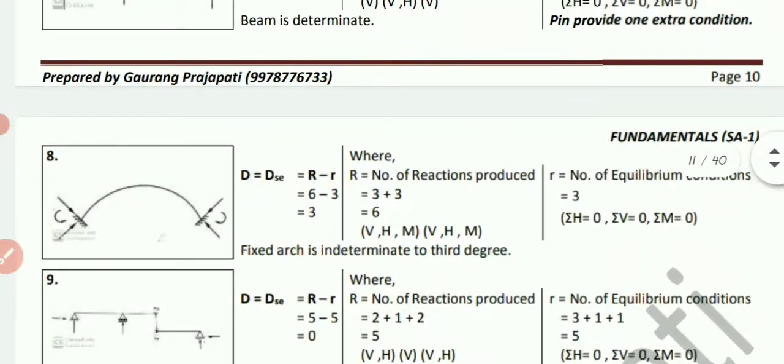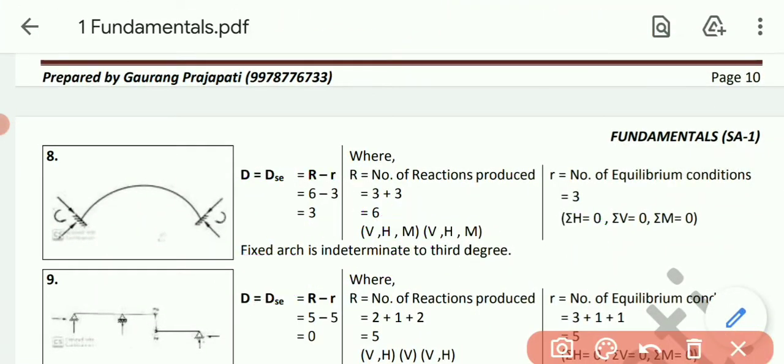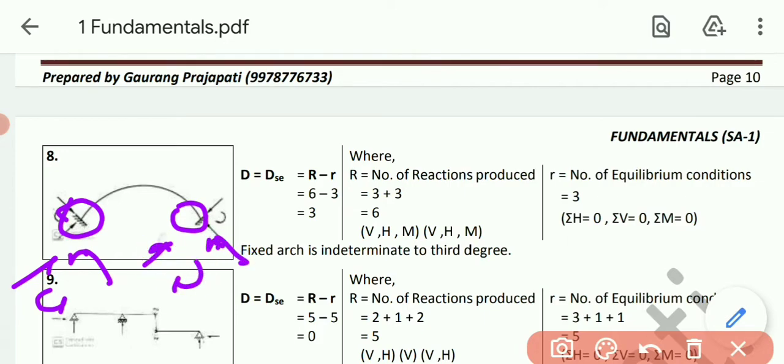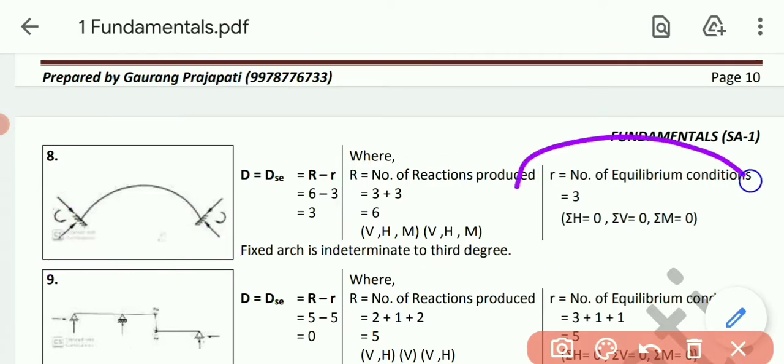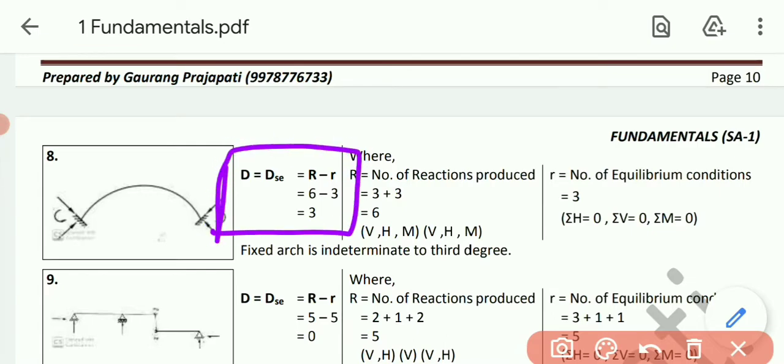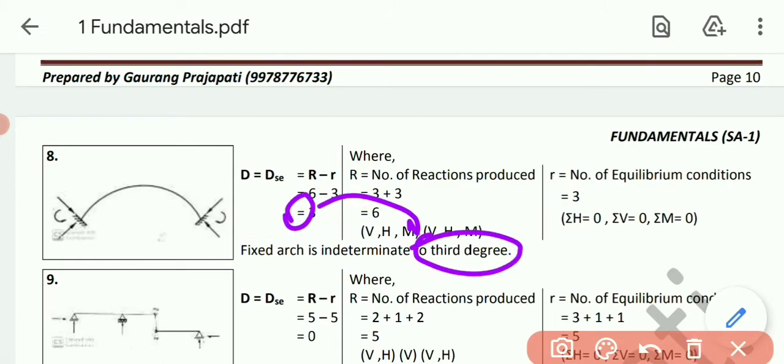Now in this one, an arch is given to us. The arch has fixed support at both ends, so we know that for fixed support 3 reactions are there: vertical, horizontal and moment. Over here the same thing will be there: vertical, horizontal and moment. So ultimately capital R is 3 plus 3, that is 6. Small r is always 3. Let's put down the values. DSE, capital R minus small r, 6 minus 3, the answer comes 3. So we can say the beam is indeterminate, as it is not equal to 0, and as the answer is 3, indeterminate to the third degree.